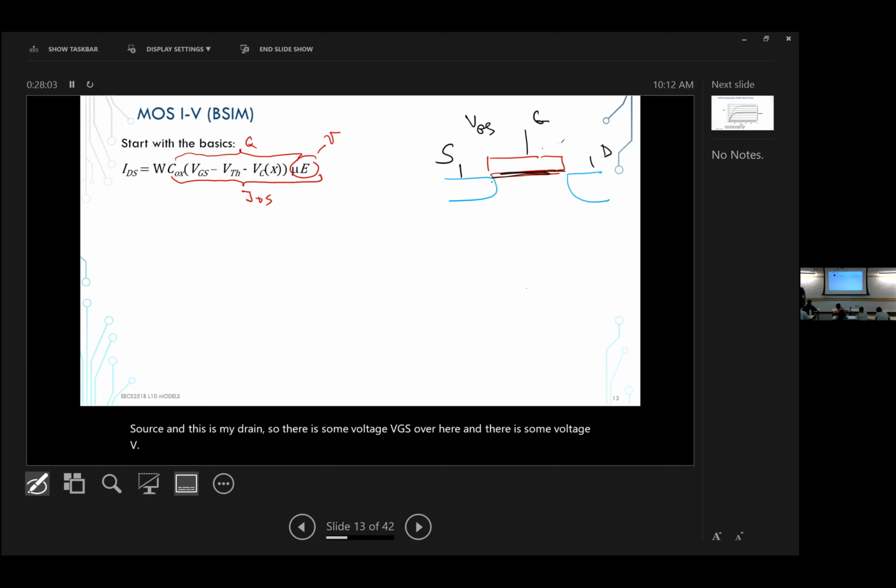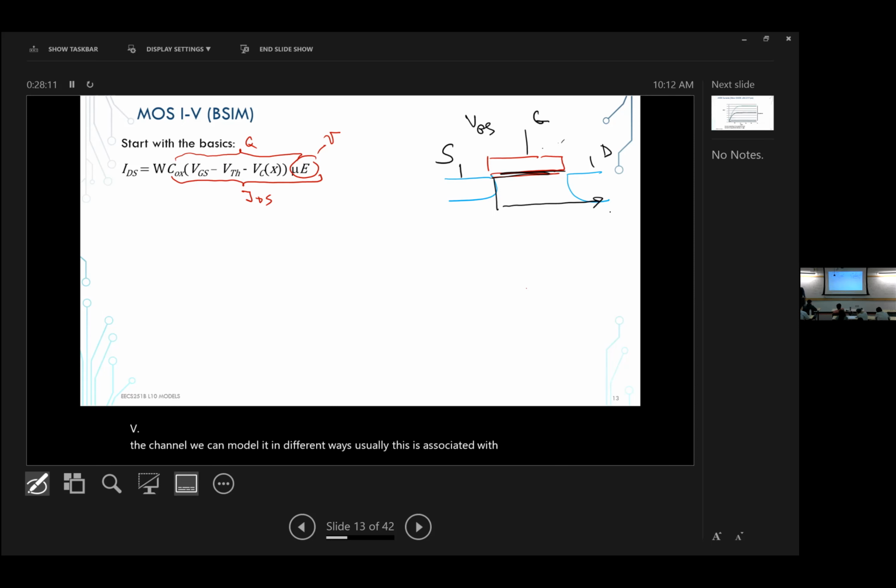The channel, we can model it in different ways. Usually this is associated with the x-axis. Sometimes they'll call it a y-axis. And if you took a device physics class, this point corresponds to distance 0 from the source. This is the point that corresponds to the distance L from the source. So the channel has a length of L. And the amount of charge that we have across the channel varies with the voltage and the position in there.